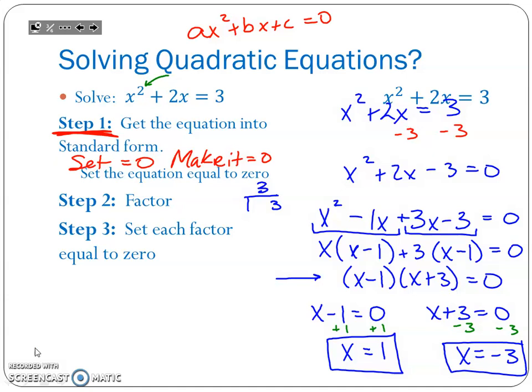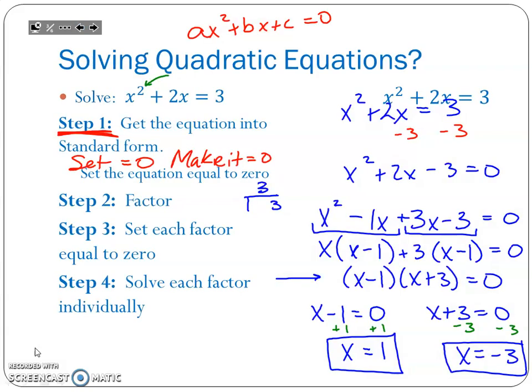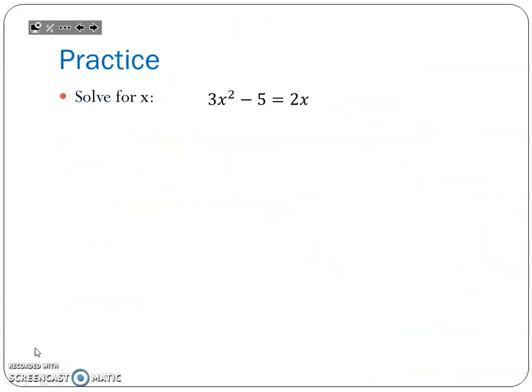Okay? So, just to reiterate, how do we solve quadratic equations? First, step 1, you have to get it set equal to 0. Okay? Step 2, we just factor. Step 3, you set each factor equal to 0. Oh, and then step 4, solving each individually. Sorry. Okay, so you've got 3x squared minus 5x equals 2x. Pause the video, try this one on your own.